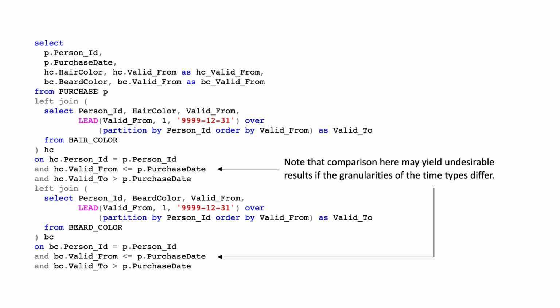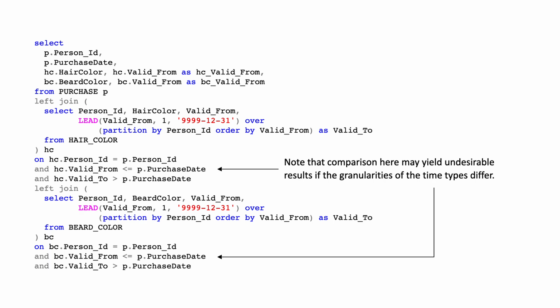But if you want to do that using the traditional way, you do this lead operation to find the valid to in both of these tables, and you get a join condition on both of these tables that involve these timelines. It's not an equijoin, so it's not very friendly towards indexes.